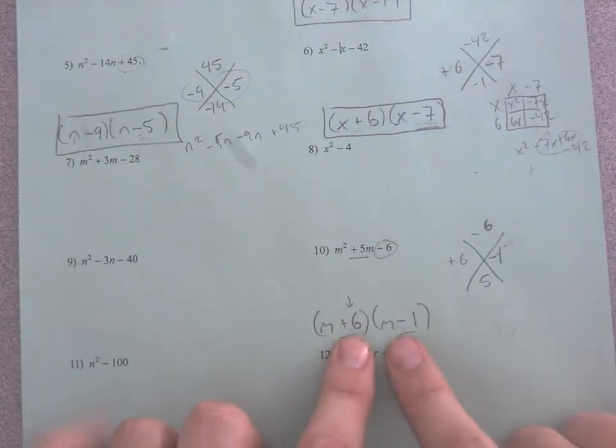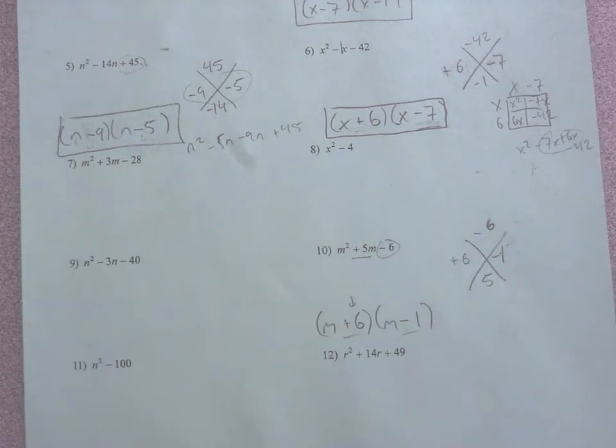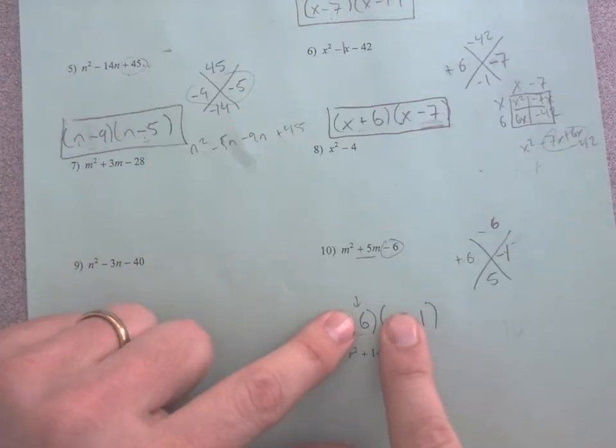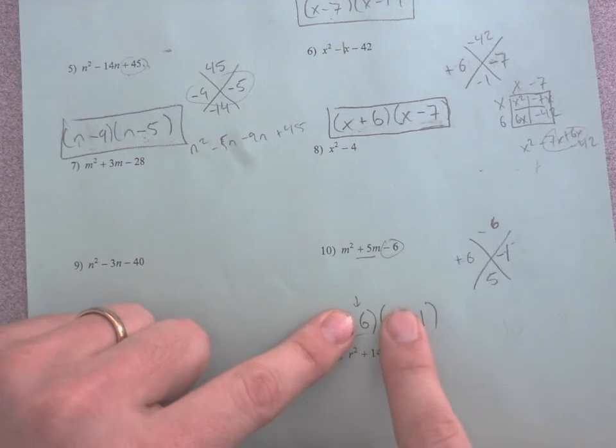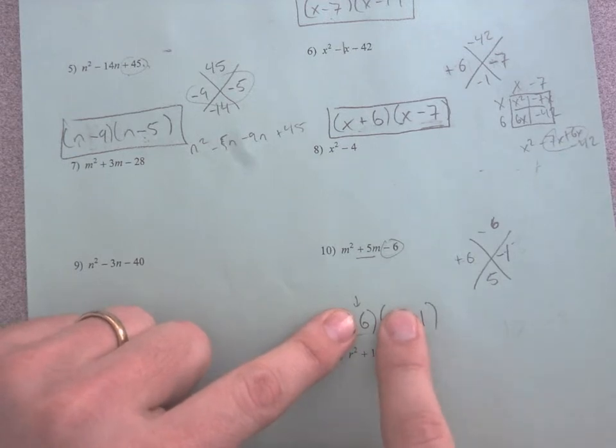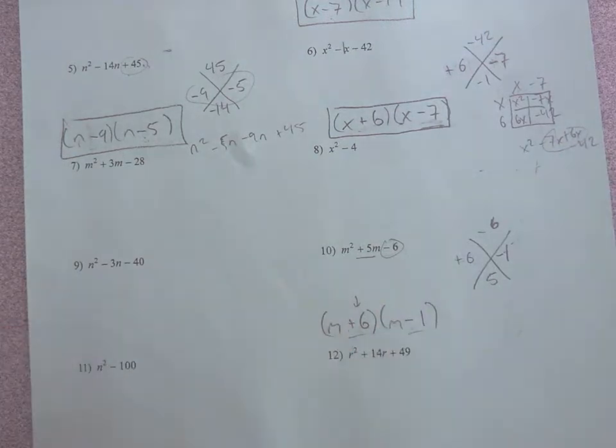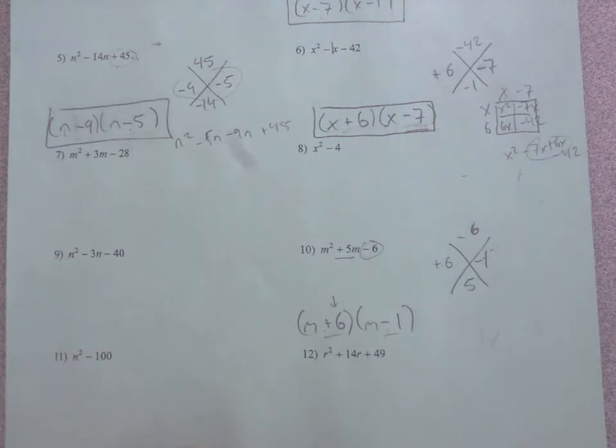Remember that I knew the 6 was going to be bigger. And when I say bigger, really what I mean is if you ignore the sign, that's kind of like the absolute value. Which one's bigger now? The absolute value. So 6 overpowers 1. So when I combine those, I'm going to get a positive number out. So those are my factors.